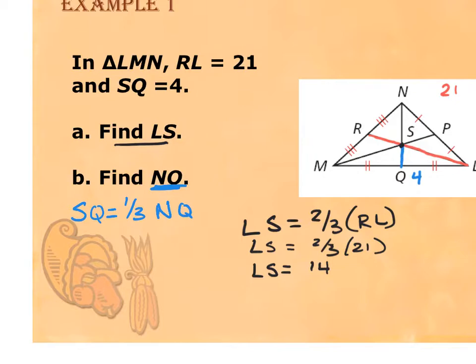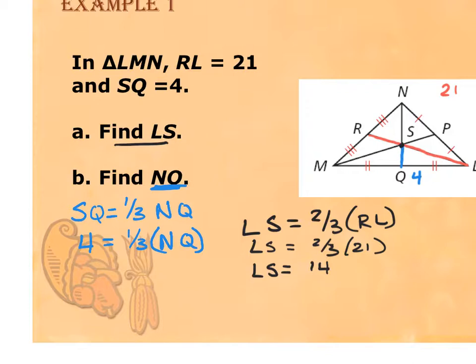So in this case, what do we already know? You know that SQ is 4, right? Yeah, SQ equals 4. Okay, so 4 is equal to 1/3 of NQ. Algebraically speaking, how do we work this out? How do we figure out what NQ is? Multiply 4 and 3. So to get NQ by itself, we need to multiply.